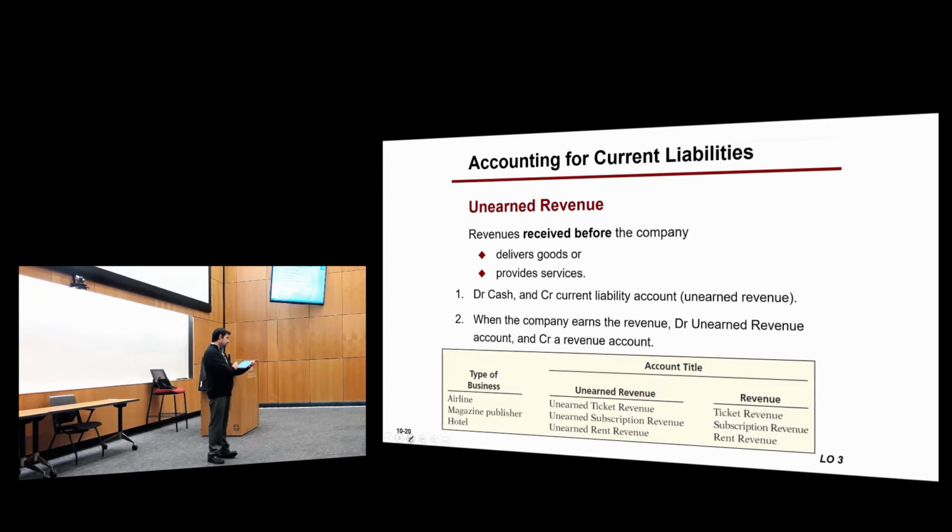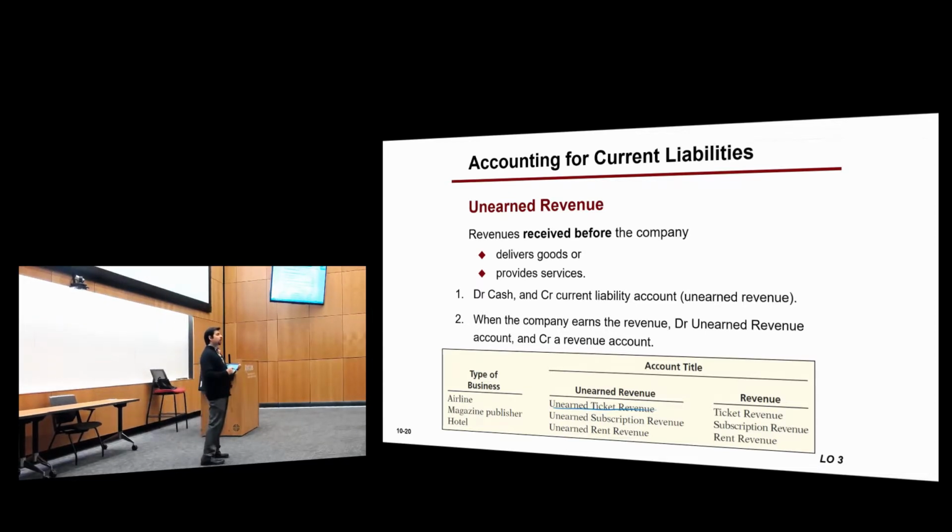The same thing applies to magazine subscriptions. If you subscribe to a magazine and pay in advance for 12 volumes, they owe you the amount for 12 volumes. Every time they send you one, they will have earned the money for that specific volume, right? So in this case, it would start with unearned revenue, for example, unearned ticket revenue.